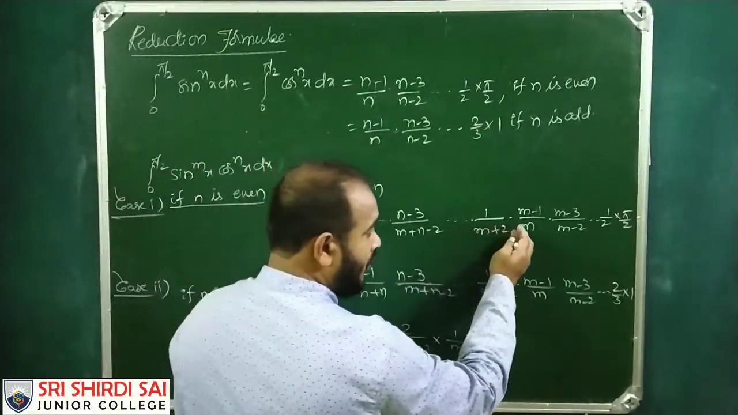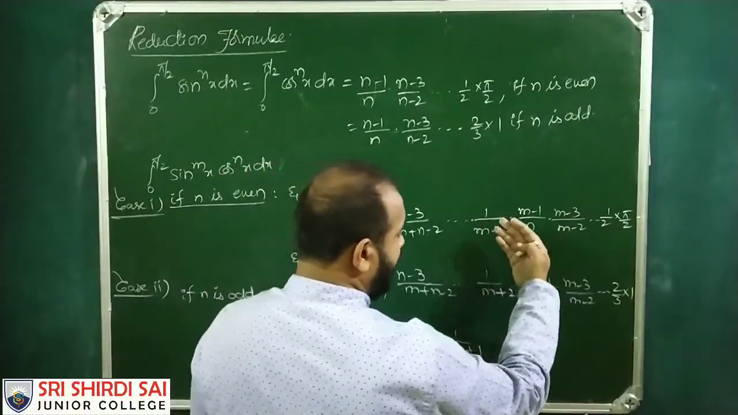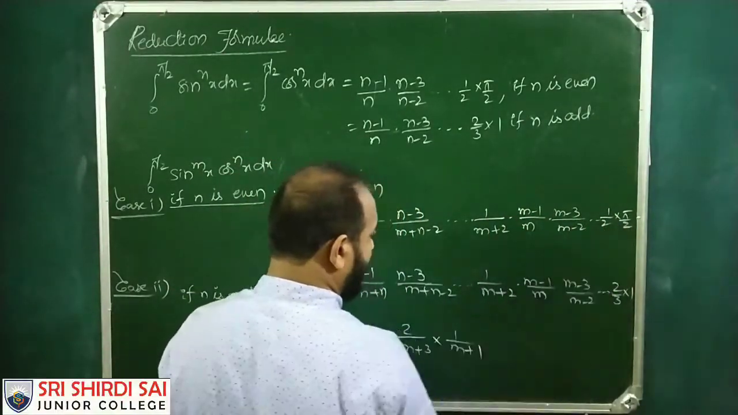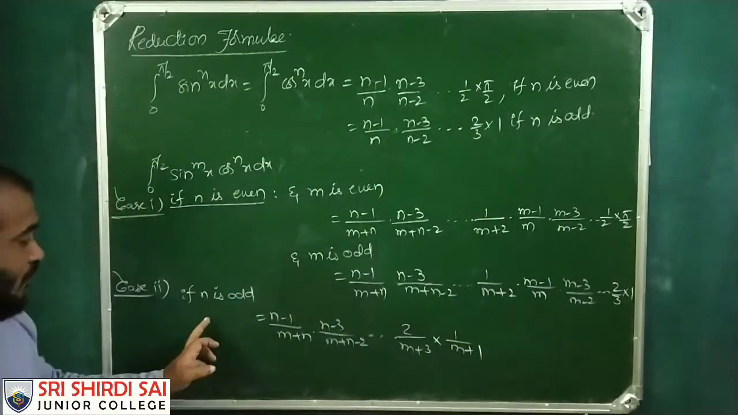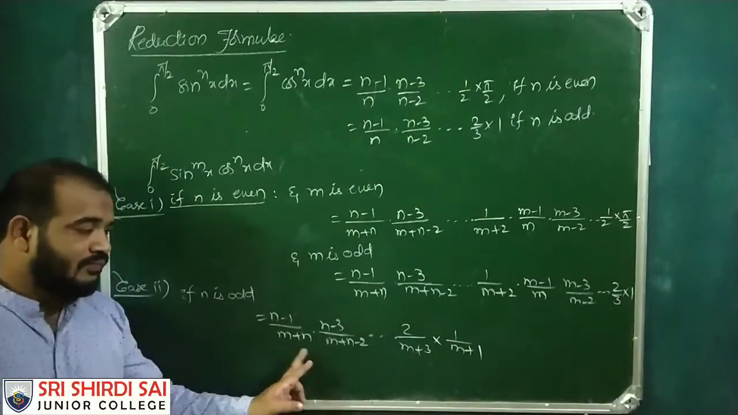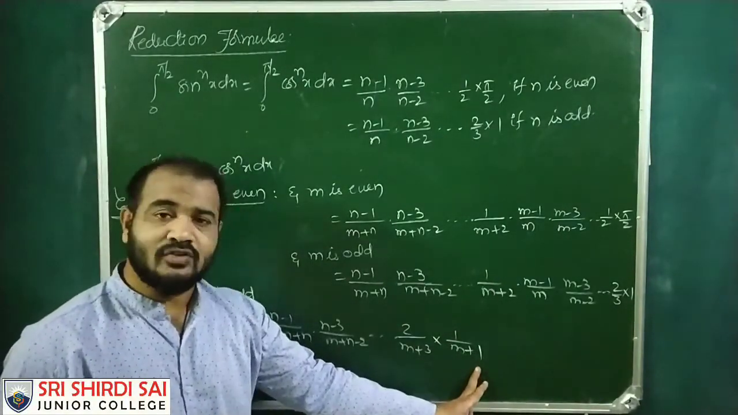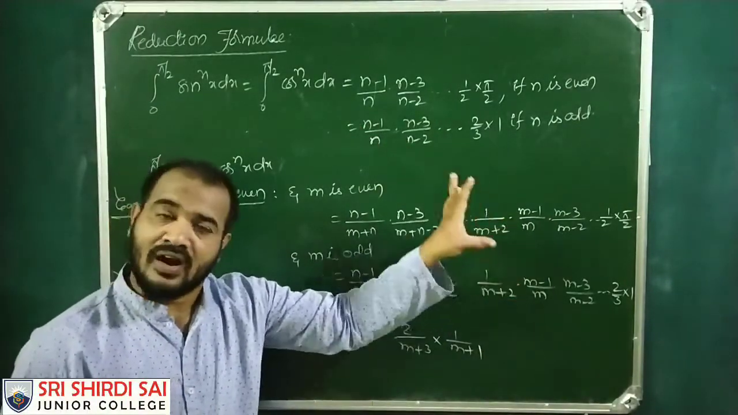And if you reduce the successive factors by 2, so if we get 1 by 2, it goes into pi by 2, and if we get 2 by 3, it goes into 1. So if n is odd, n minus 1 by m plus n, until we get 2 by m plus 3, the next term is 1 by m plus 1. So we will do the problems based on this reduction formula.